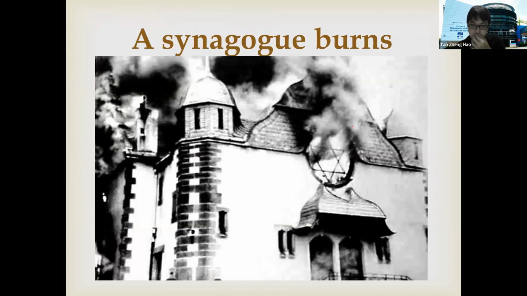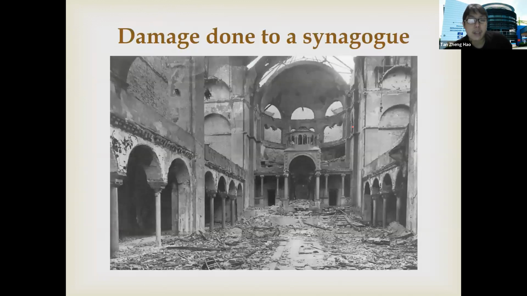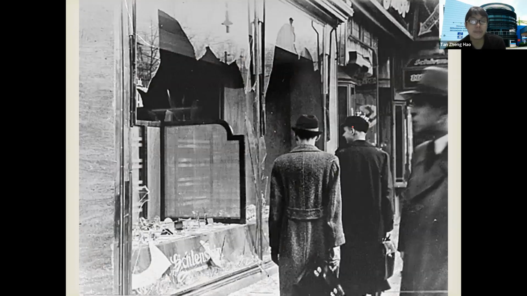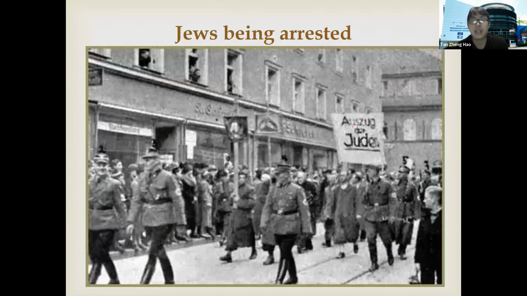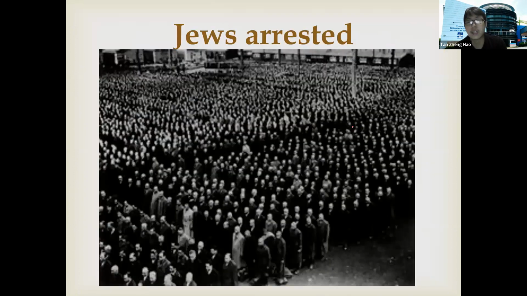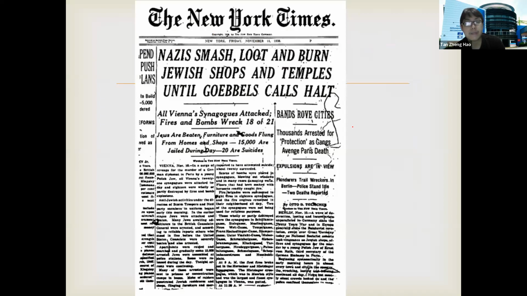So this is a synagogue, which is where the Jews hold their religious activities. So people also attacked the place of worship. Shops were attacked, the glass was broken, hence the Night of Broken Glass or Kristallnacht. And Jews were arrested en masse, by the thousands.